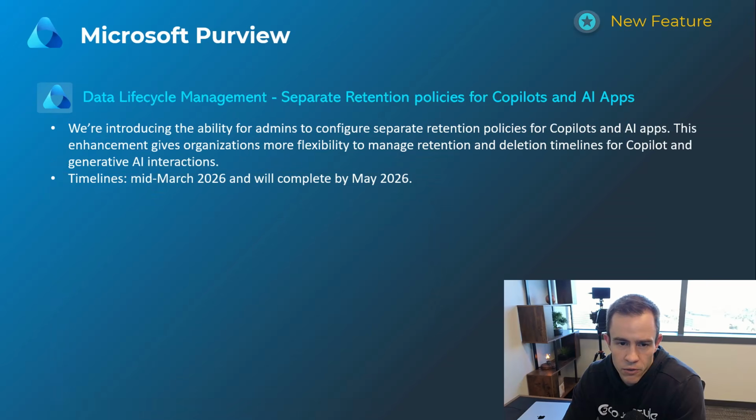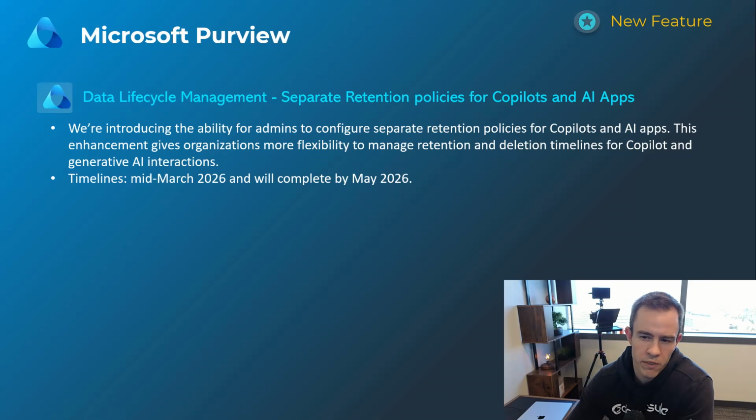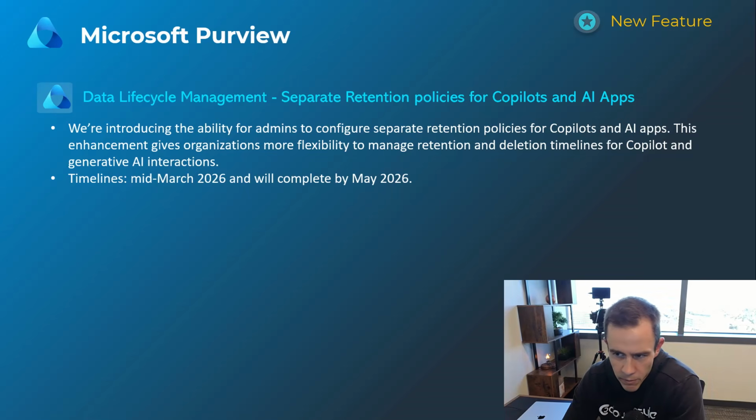Next one here is also data lifecycle management, creating separate retention policies for Copilots and AI apps. This is a natural separation here. This is something that's actually going to be available for business premium users as an example of this, but whenever you go in there, you want to have potentially lower retention policies around chats, given potential sensitive data exposure for that and deletion timelines that could be different from your regular files and folders, right, as an example. Timelines on this one's mid-March and be complete by May.